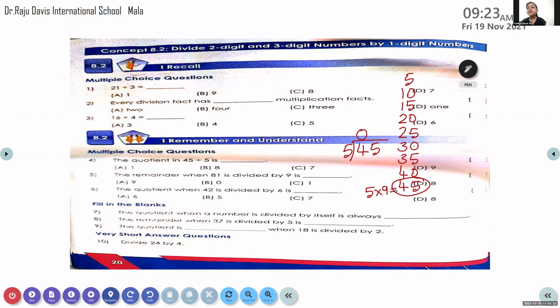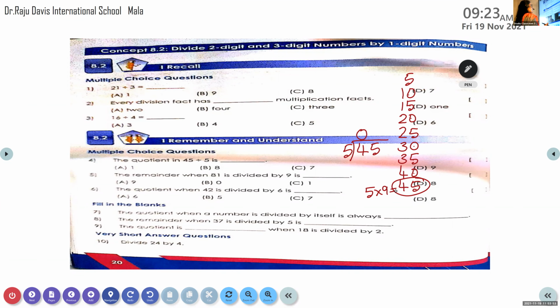Ma'am, can I write? Here the numbers are there, the products are there. You already told the products, right? It is there on the board on one side. Yes. 5 nines are 45. Yes, 5 nines are 45.